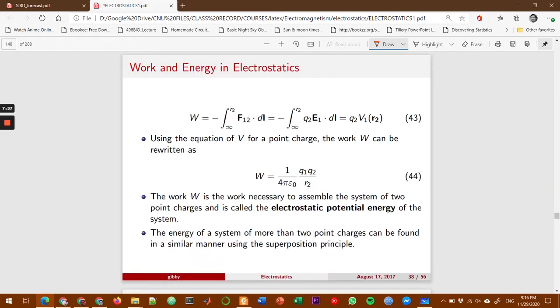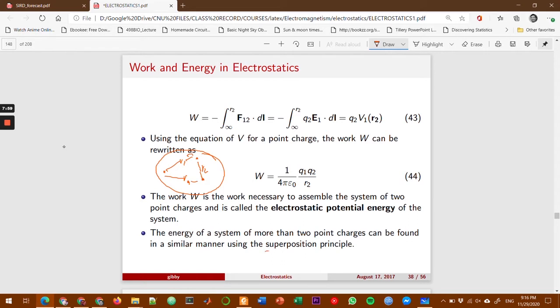So the energy of a system of more than 2-point charges can be found in a similar manner using the superposition principle. Let's say kung tulo na kabuo, unsa ang energy or work kailangan para ma-assemble na siya. So naa na siya distance R1, let's say R1 na siya, then this is R2, then this is R3. So the same ang principle buhaton.